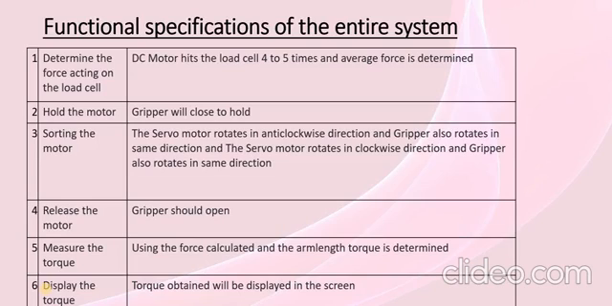Next is releasing of the motor. In case of releasing, the DC motor in the gripper will rotate in anti-clockwise direction and releases the motor. Next is measuring of torque. Using the force calculated, it will be substituted in the torque formula, force into radial distance. The radial distance will be initially calculated and it will be fixed. As we know the radial distance and force, torque will be calculated using the formula force into radial distance, and that calculated torque will be displayed on the monitor screen.